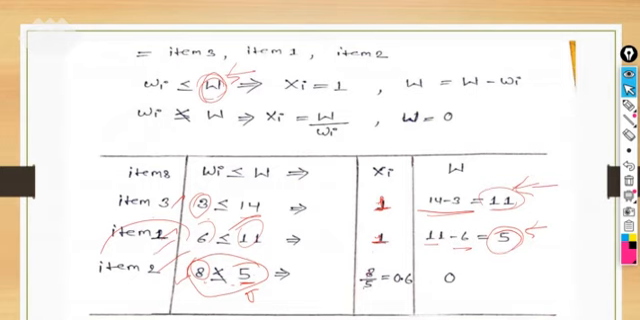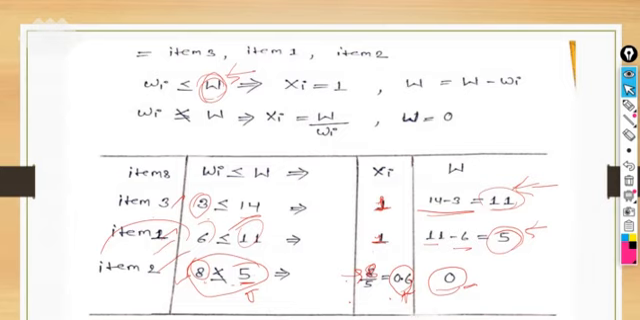That means 1 by 5th of the complete weight you can insert into that particular knapsack. So how much will it be? 0.6. So 0.6 part of an item you can insert into the knapsack in order to get the maximum profit. So how much weight will be left? No weight is available now. The complete knapsack weight is utilized.